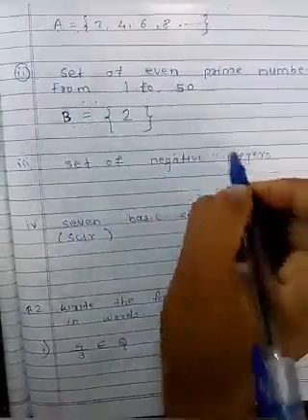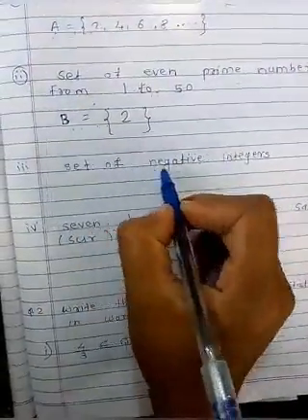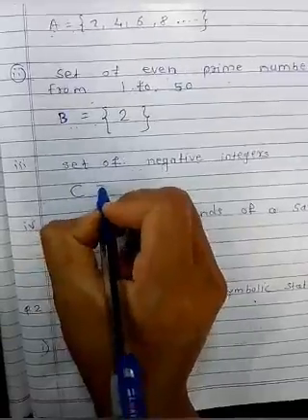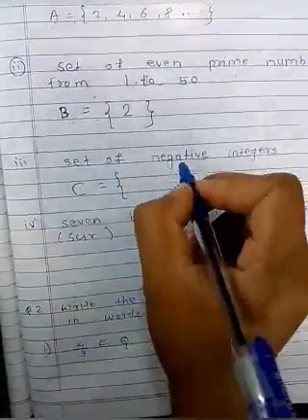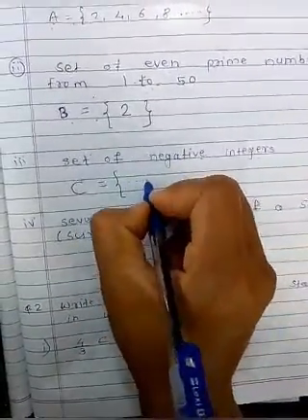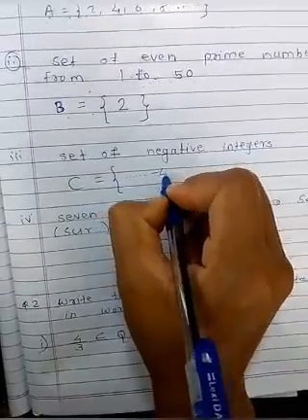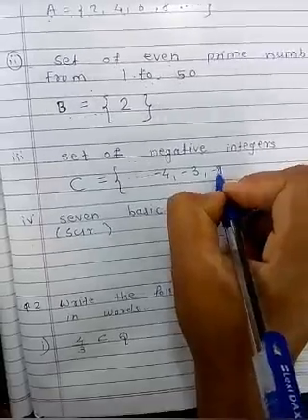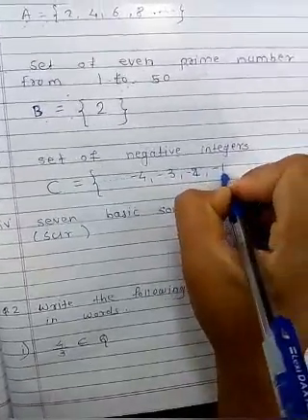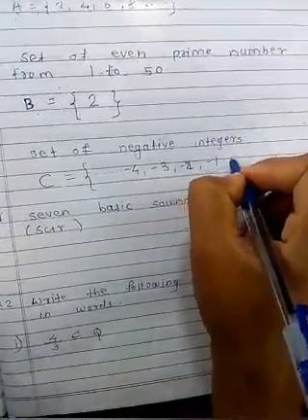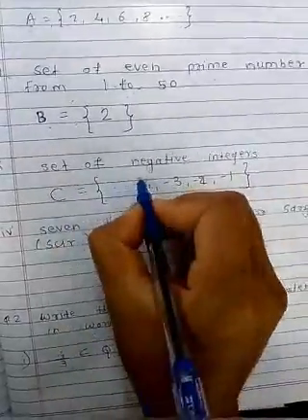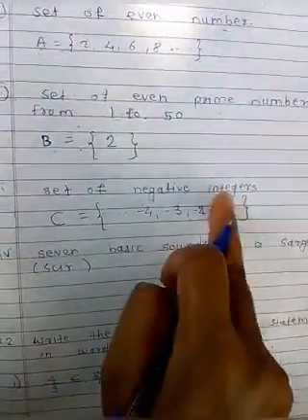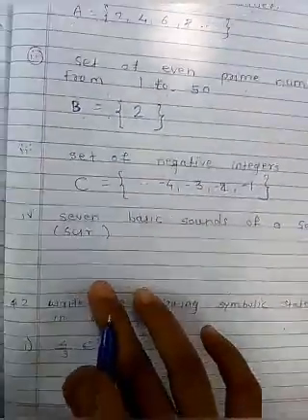Third question is: set of negative integers. So we write the set name by capital letter C is equal to, in curly brackets, negative integers. Negative integers means what? Minus 4, minus 3, minus 2 and minus 1. These are the negative integers. Like that we write the negative integers in this C set.